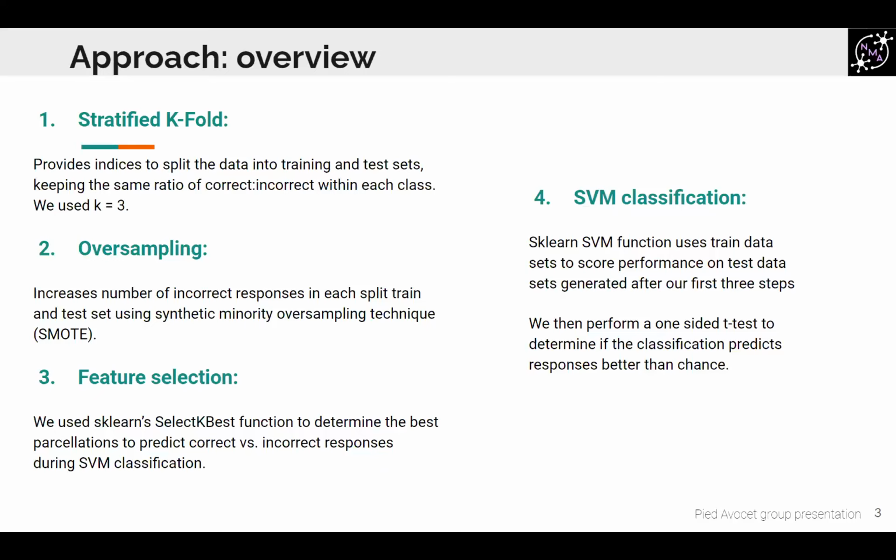So then the next steps, we did a k-fold, and we made 3 folds in the data. Then we did oversampling using SMOTE that David will talk about in a bit. And then for our feature selection, we used SelectKBest to determine the best parcellations to use in our SVM classification that we used at the end.